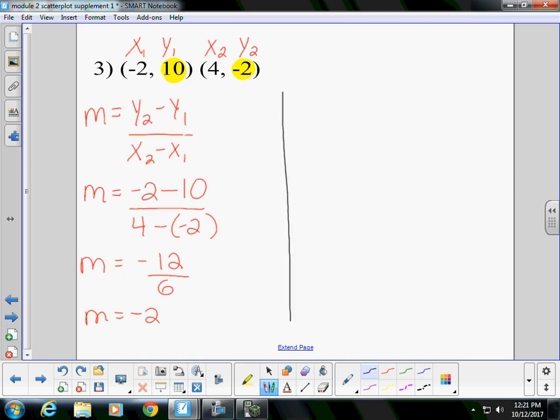Okay. Now we're going to get b. To get b, you use the equation y equals mx plus b. Again, you get to choose a point, whatever one you want. I'm going to use, for my x and my y, the point (4, -2). And then for m, you use your answer, -2.